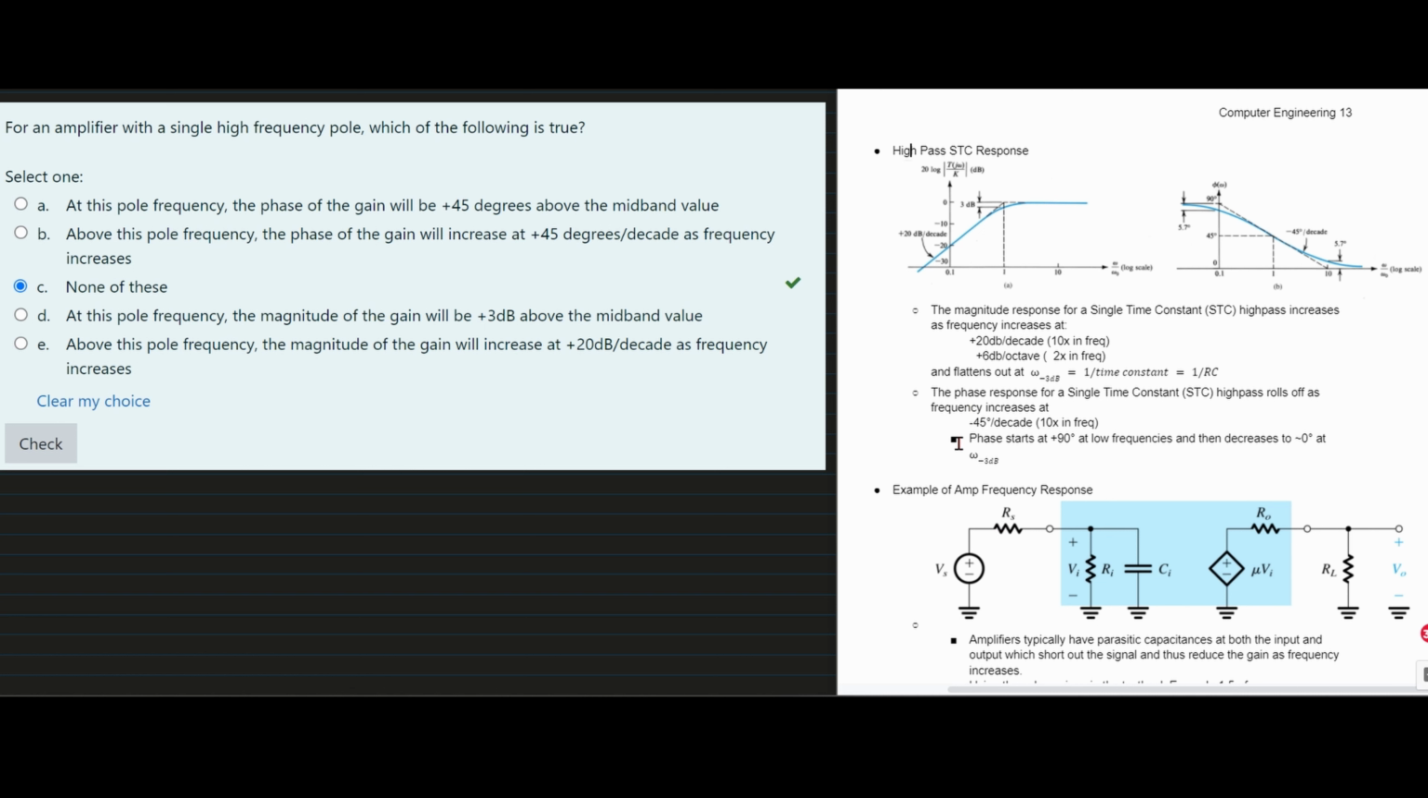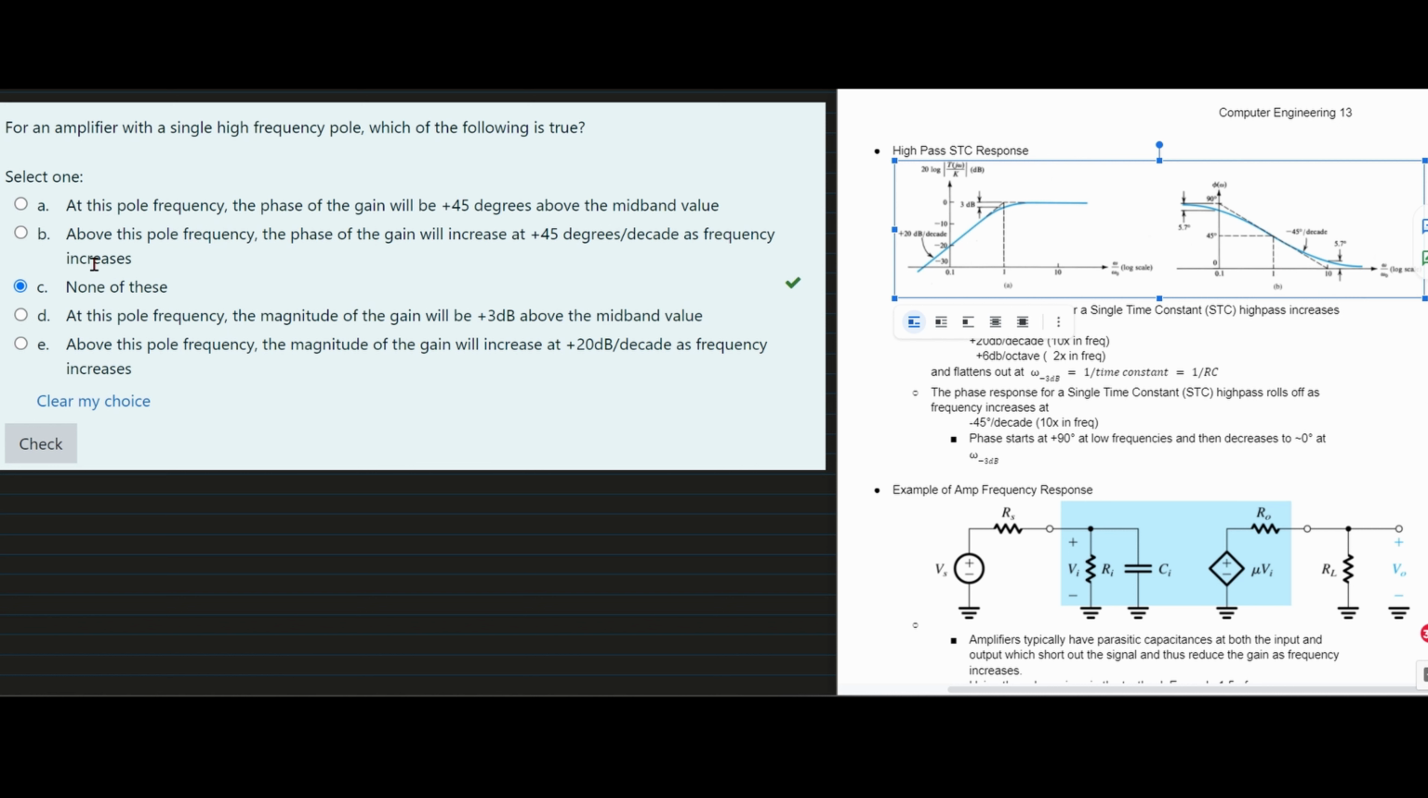Well, we can see here that when we're looking at the phase response, we're going to be looking right here, and that's for this graph to the right. As our frequency increases, it goes at negative 45 degrees per decade, so it's not plus 45 degrees. And our pole frequency would be right here. You can see it's negative 45.